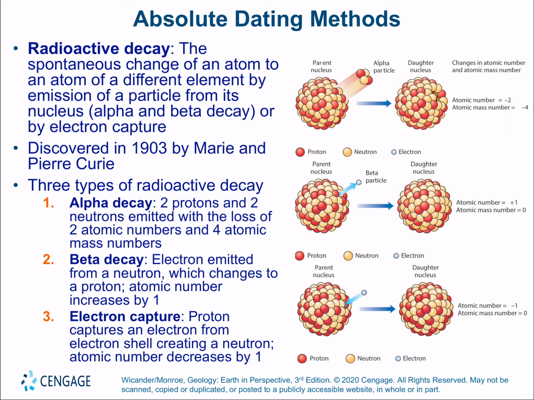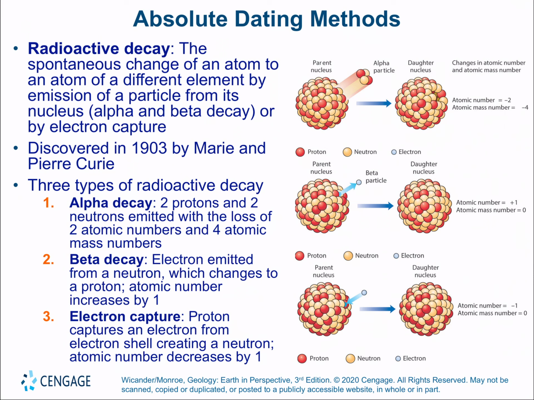So we have three types of radioactive decay. The first type is our alpha decay, which you can see in that top picture. In alpha decay, 2 protons and 2 neutrons are emitted with the loss of 2 atomic numbers and 4 atomic mass numbers. The middle picture shows your beta decay, and that's when an electron is emitted from a neutron, which changes to a proton. Your atomic number is going to increase by 1.